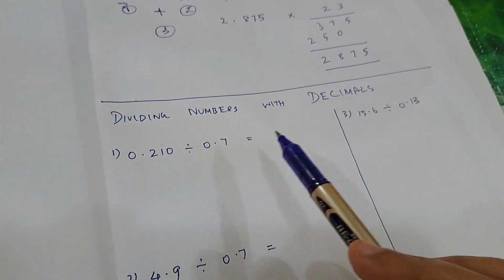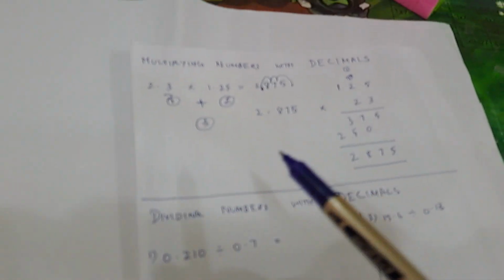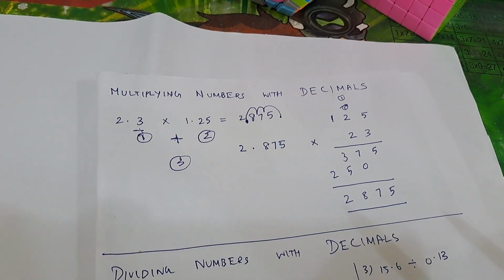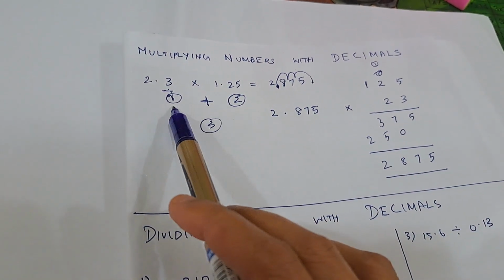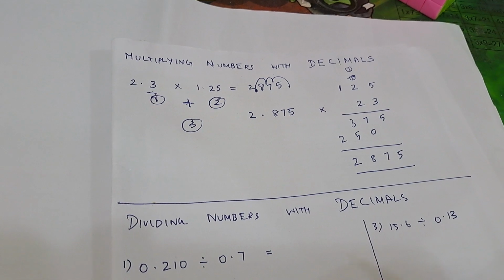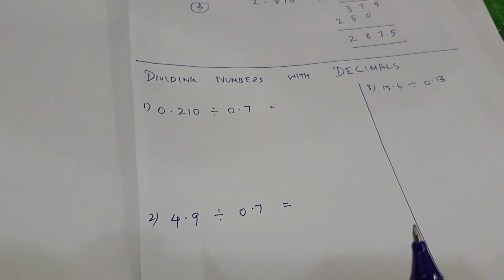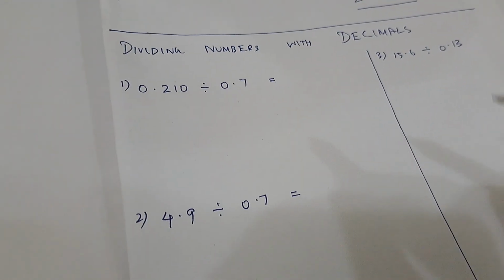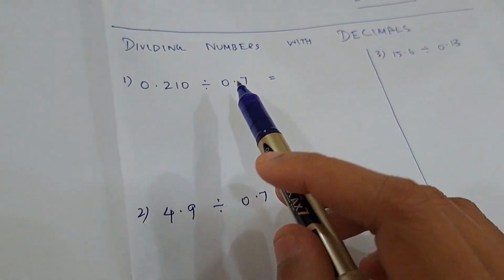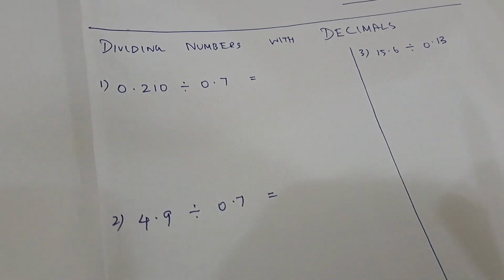Today, dividing numbers with decimals. You must remember that while multiplying numbers with decimals, you have to add the number of digits after the decimal point. For a detailed explanation, see my other video on multiplication of numbers with decimals. In this video, we will divide numbers with decimals. We have three cases. Let me take you to the three cases now.